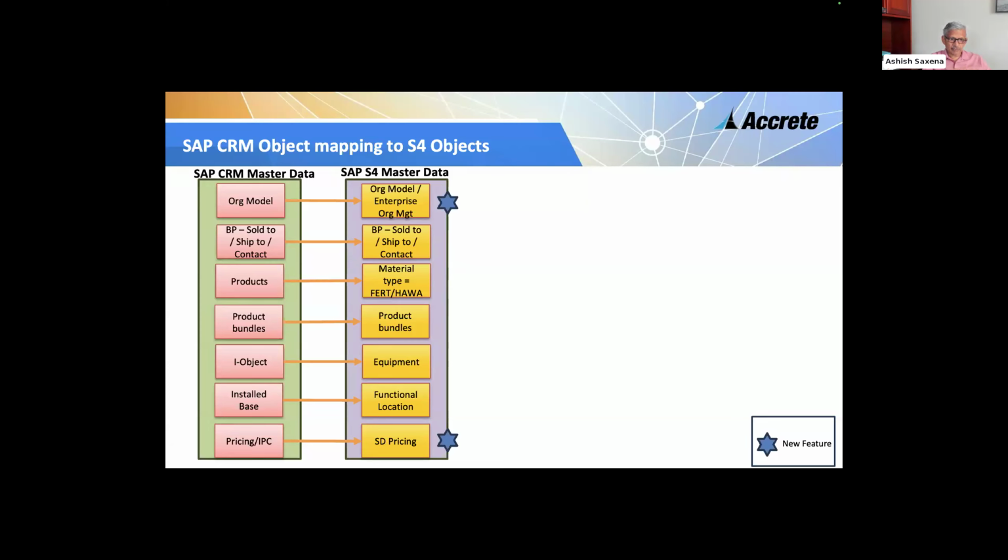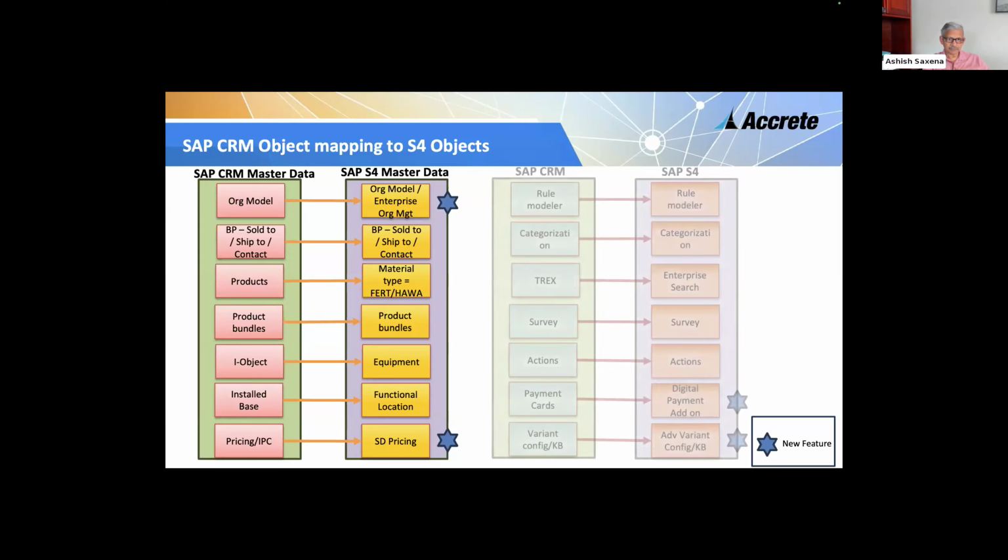The I object, which was replicated from equipment to CRM and ECC, is going away. It will be replaced with the equipment which already exists in S4, and if you had ECC as well. And then install base is also going away, and you will be using functional location which already existed in S4. Then the IPC, which was there for SAP CRM, is going away. You're going to use SG pricing. There are some enhancements in SG pricing, and there is some config work to be done to make it work from the service side of things, or from the S4 sales and service side of things.